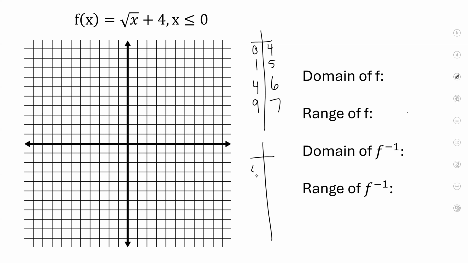And then the inverse, you just switch your X and Y. And then graph it, 0, 4, 1, 5, 4, 6. And your inverse, I'm going to do the inverse in red. Okay, and it reflects across that line.